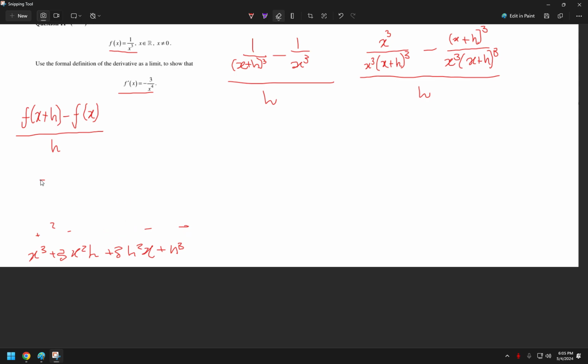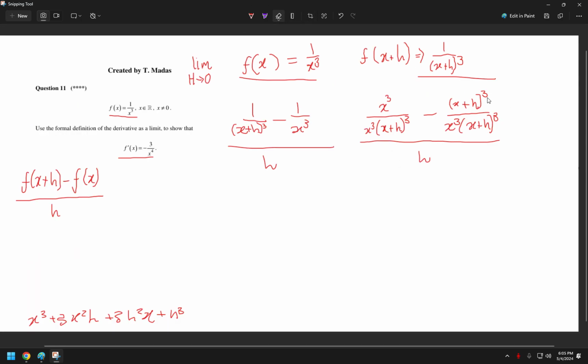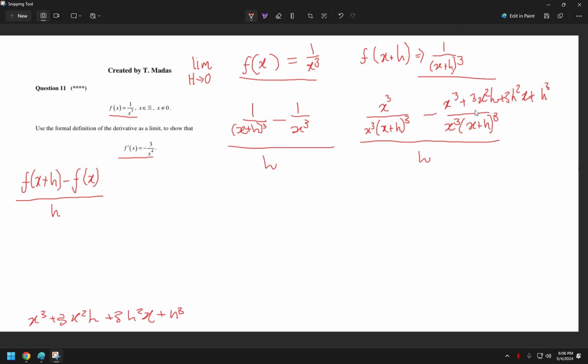And we can now sub in whatever we got into the top right numerator. So let's get rid of this right here. So this is the same as x cubed plus 3x squared h plus 3h squared x plus h cubed. And now this is all multiplied by a negative sign. So you have x cubed minus x cubed, and then the rest would become minus 3x squared h minus 3h squared x and minus h cubed.